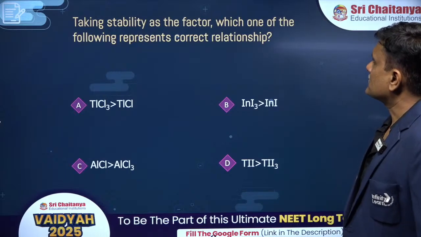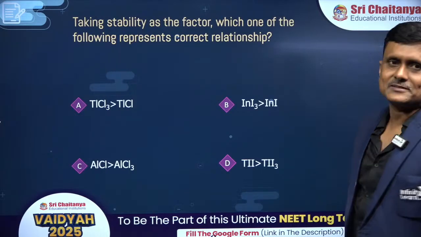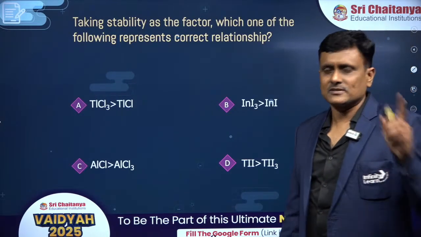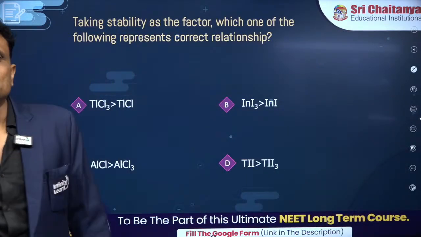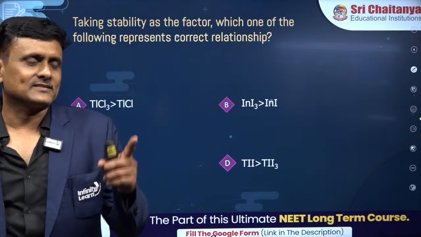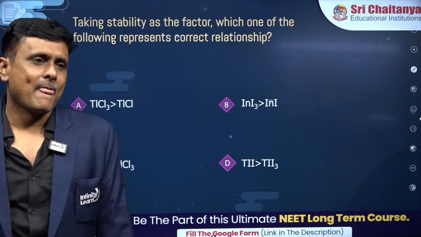Taking stability as the factor, which of the following represent the correct relationship? Can anyone tell me the logic behind this question? One important concept which will come as the abbreviation of your examination which you wrote recently.